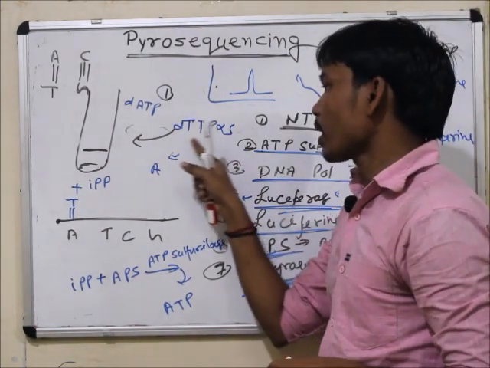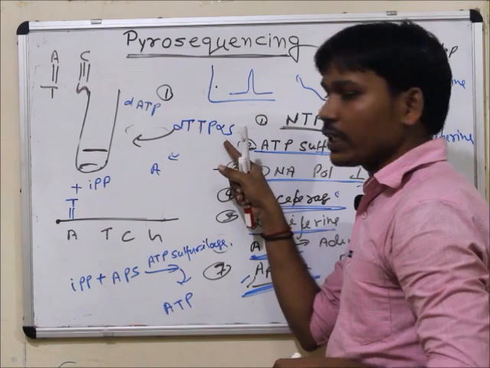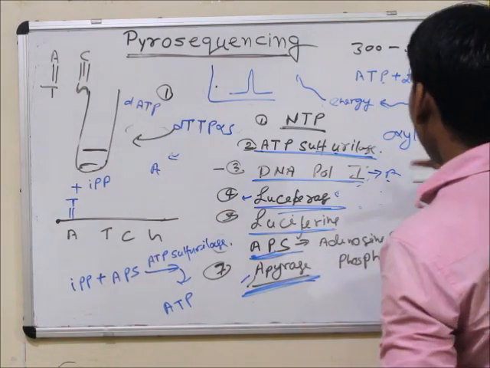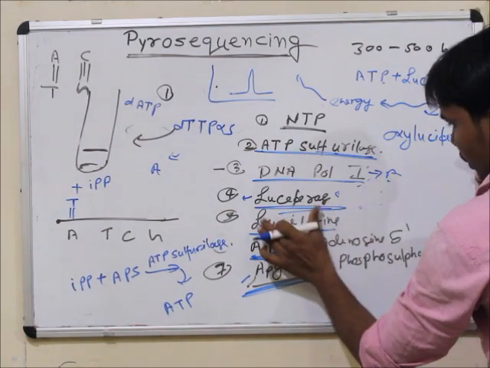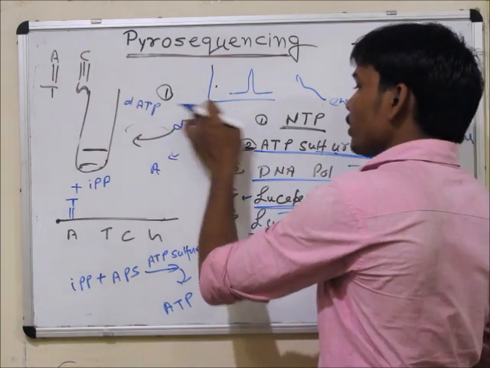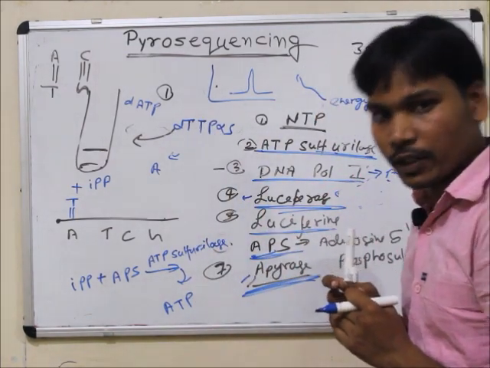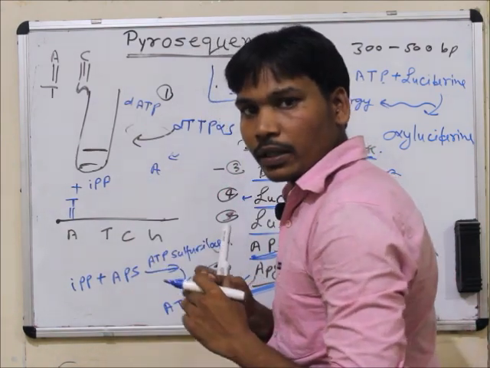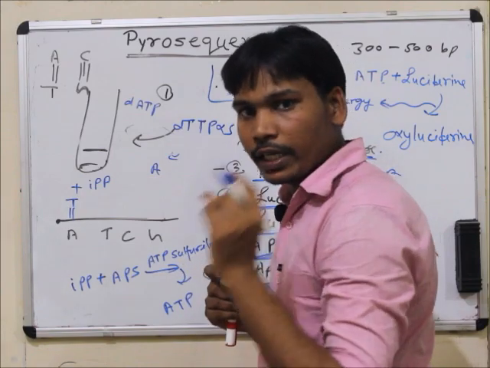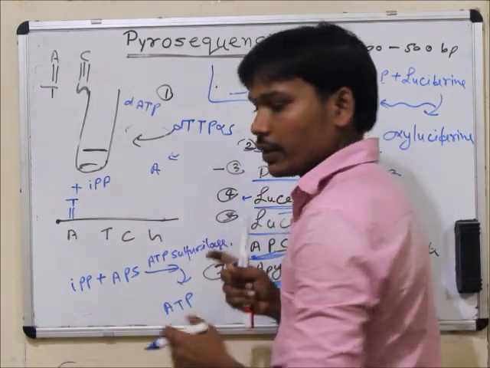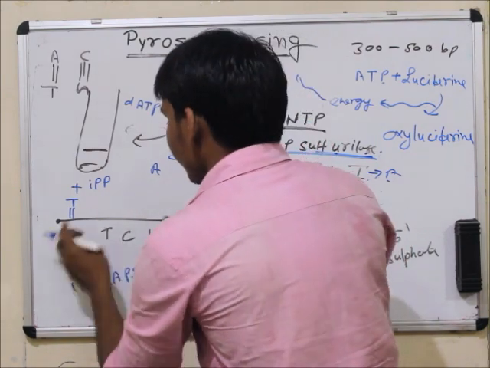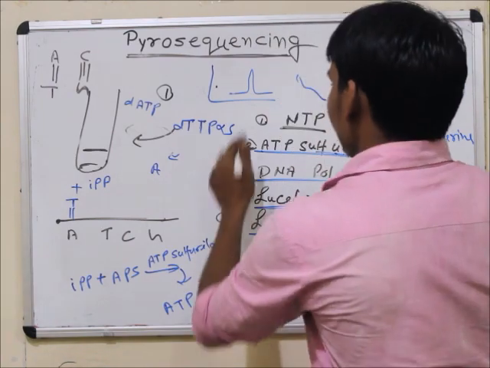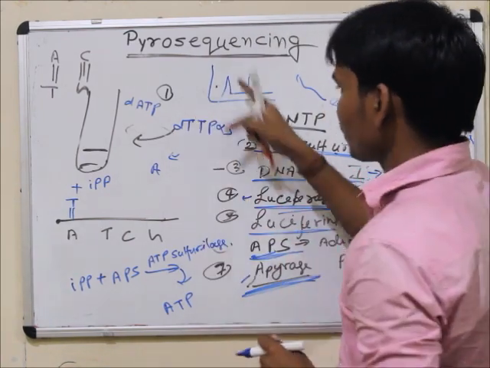This form of the nucleotide, dTTP alpha S or dATP alpha S, cannot be recognized or detected by the luciferase enzyme. So we add these nucleotides for pyrosequencing, nucleotide by nucleotide, one by one, that is four nucleotides. If matched with the base pairs of the single stranded DNA, then the energy or light will be released, that was detected by the instrument or system, and the peaks will be obtained.